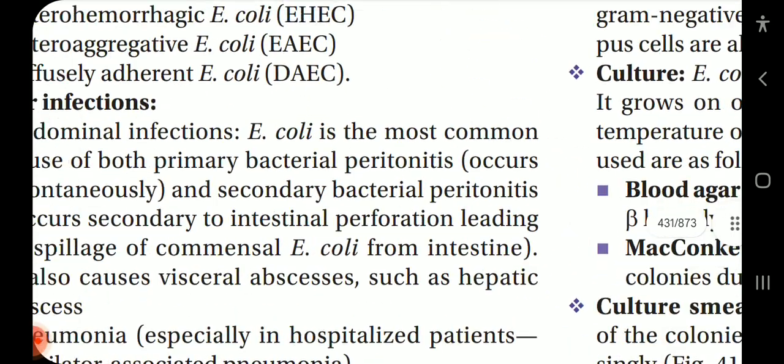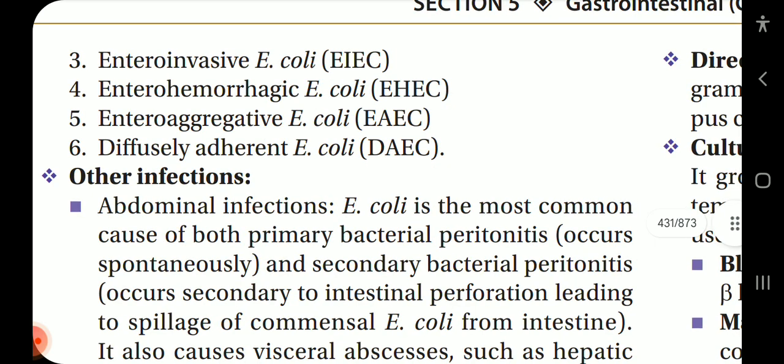Okay. Now continuing the clinical manifestations. Others are enteroinvasive E. coli, EIEC, enterohemorrhagic E. coli, EHEC, enteroaggregative E. coli, EAEC, and diffusely adherent E. coli, DAEC.